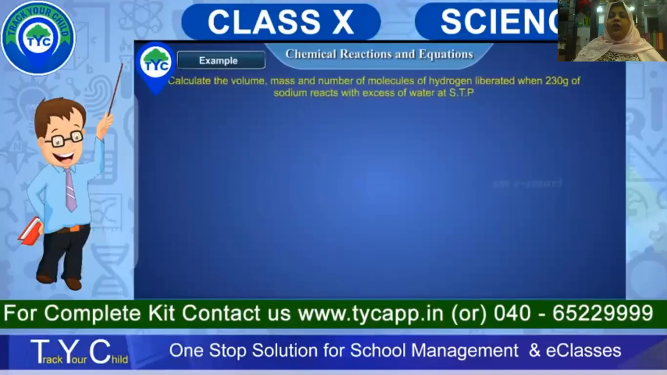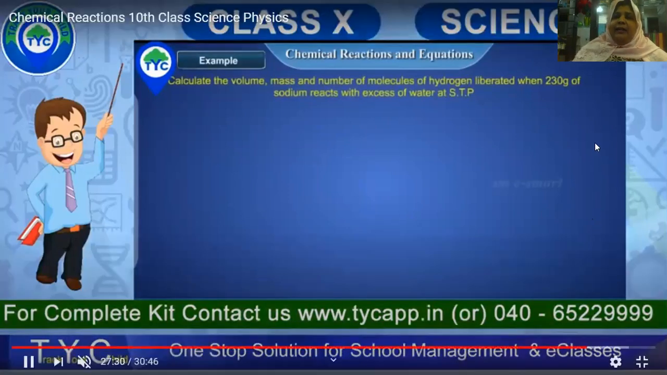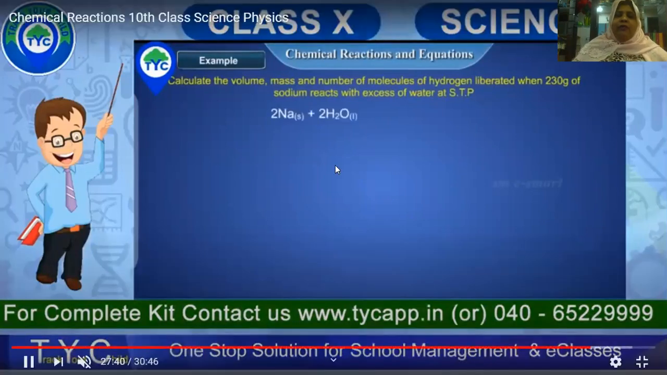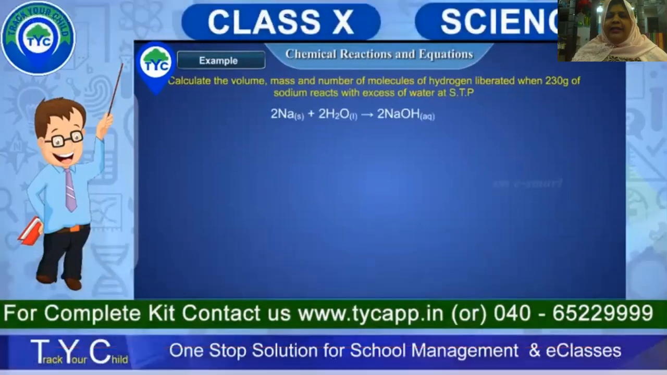So calculate the volume, mass, and number of molecules of hydrogen liberated when 230 grams of sodium reacts with excess of water at STP. So what we are doing is we are taking 2 molecules of sodium in a solid state plus 2 molecules of water in a liquid state, which give rise to sodium hydroxide, which is an aqueous solution, plus hydrogen gas is released.